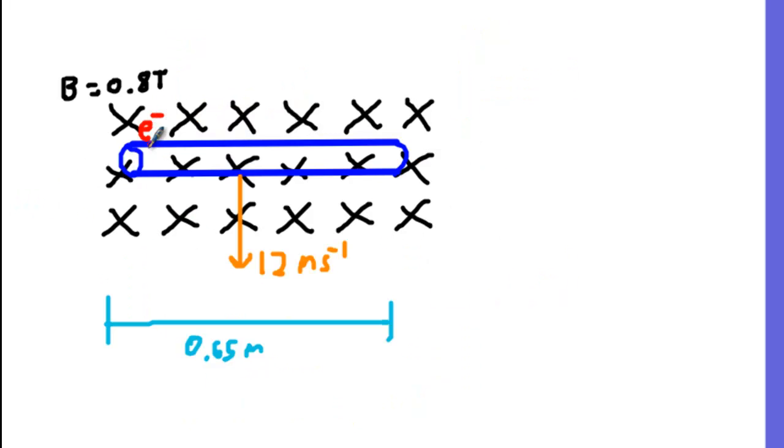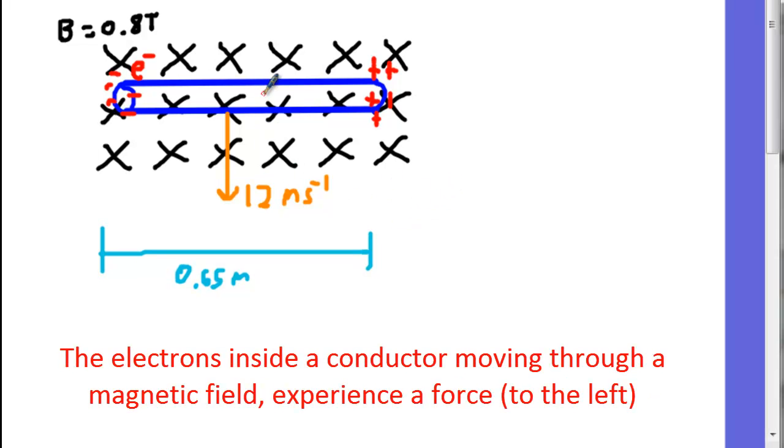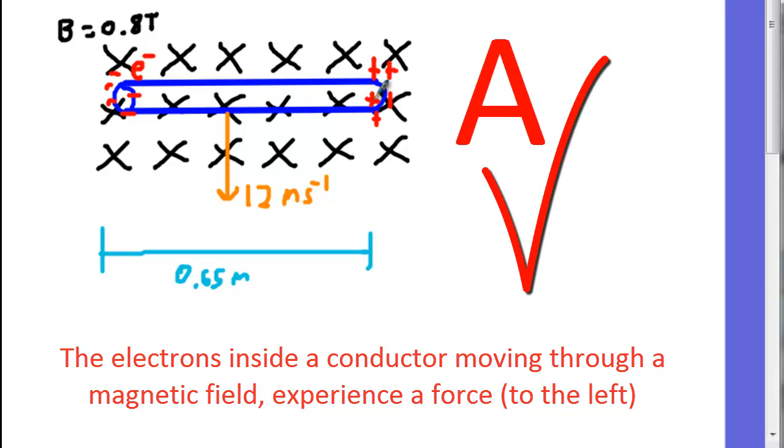We're going to get all of our negative charges at this end of the pipe, and we're going to get, as a result, all the positive charges at this end of the pipe. So that's an achieved answer. If you say that the electrons inside a conductor in a magnetic field experience a force, and that force is to the left, electrons to the left, and the absence of electrons, or protons in inverted commas, to the right, positive charges, then that's worth an achieve.